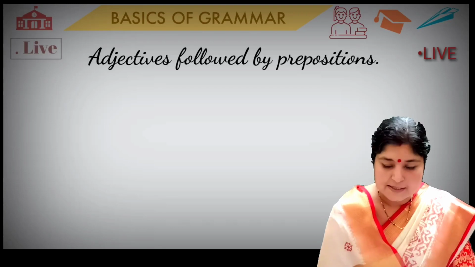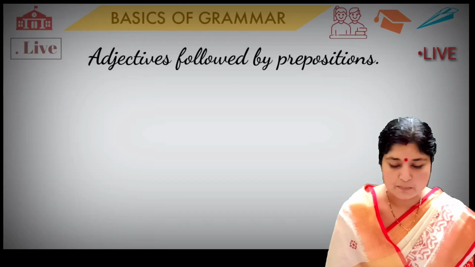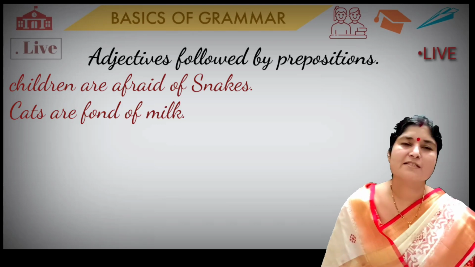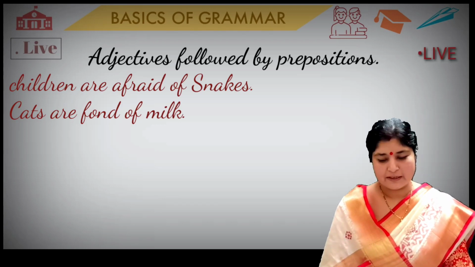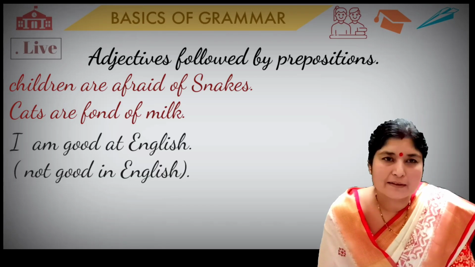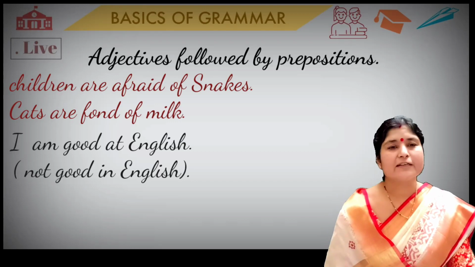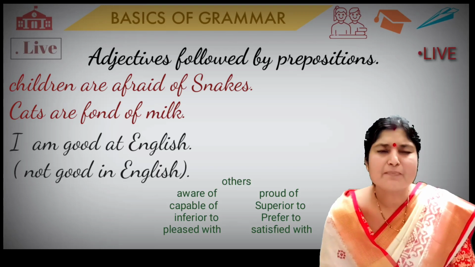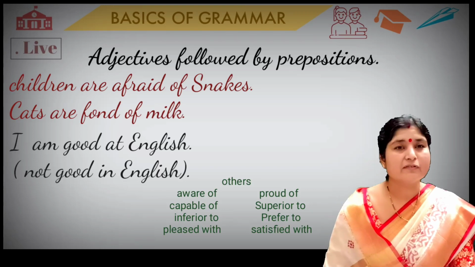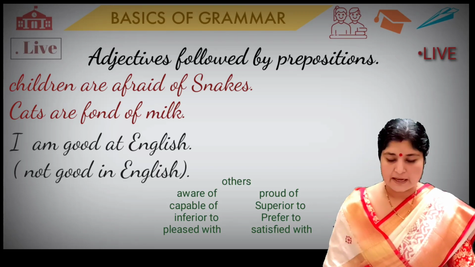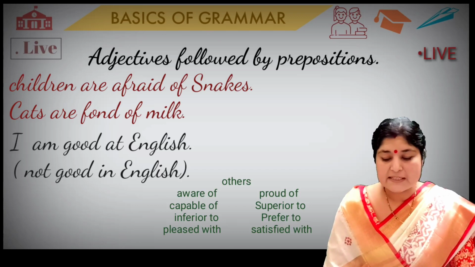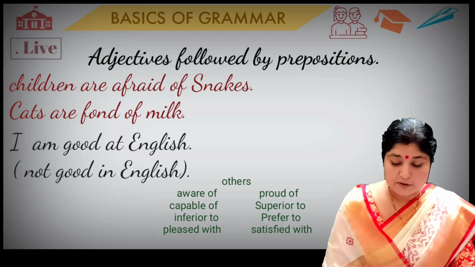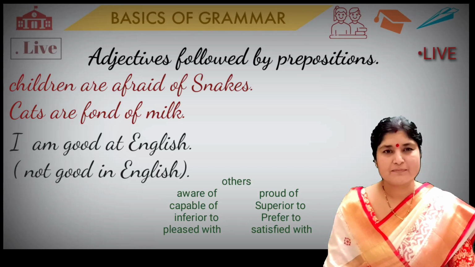Adjectives are followed by some prepositions. For example, afraid of: Children are afraid of snakes. Fond of: Cats are fond of milk. Good at: I am good at English. Some other expressions like aware of, capable of, inferior to, pleased with, proud of, superior to, prefer to, satisfied with.